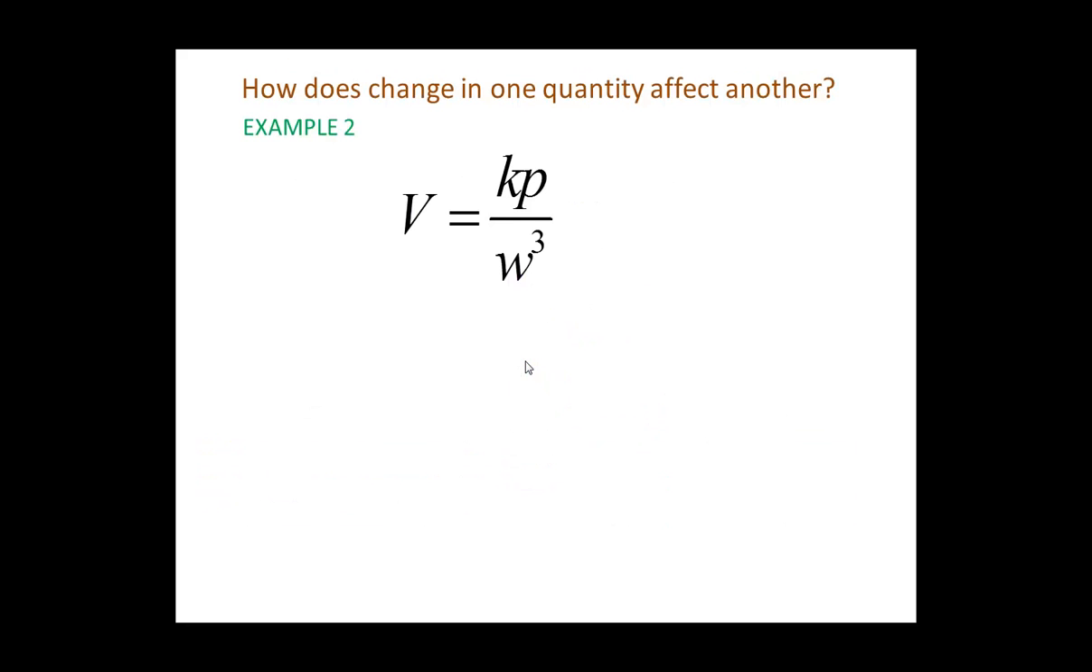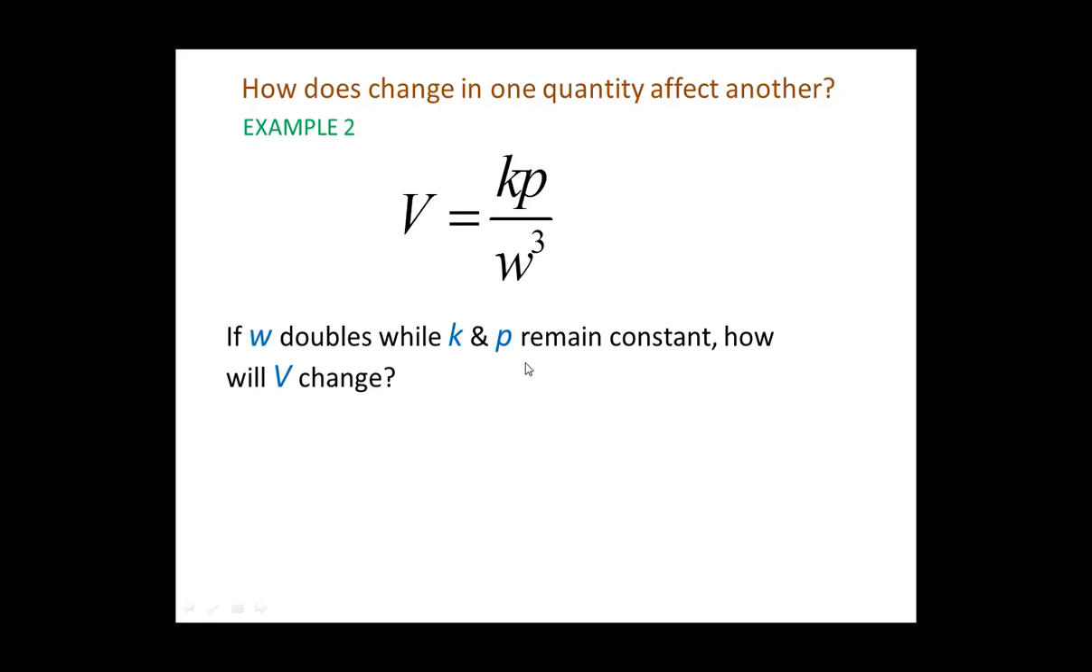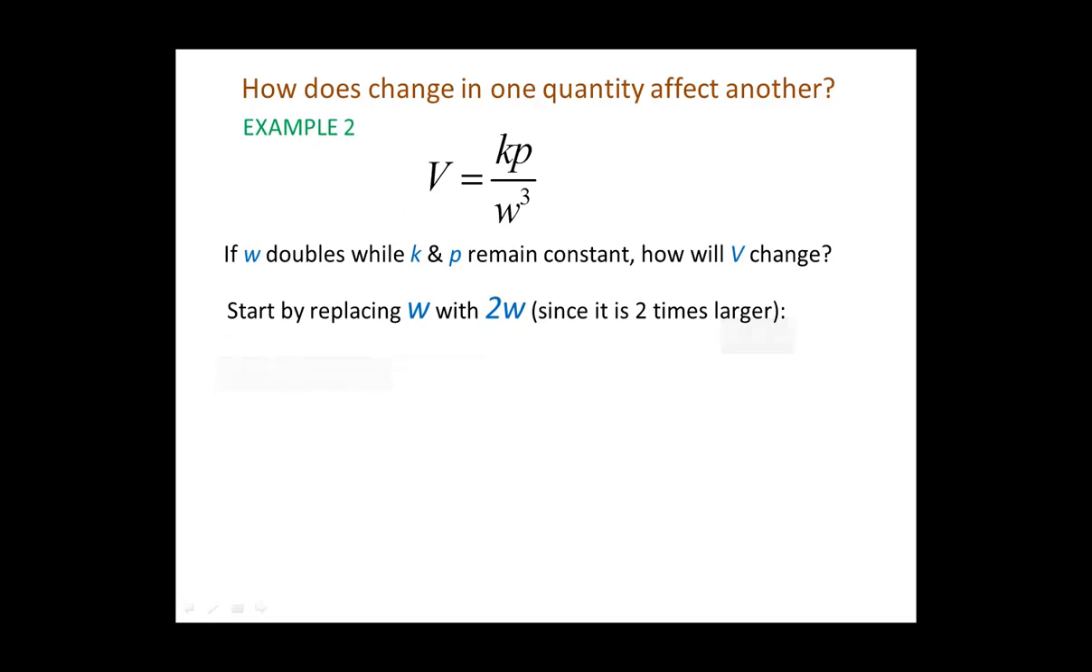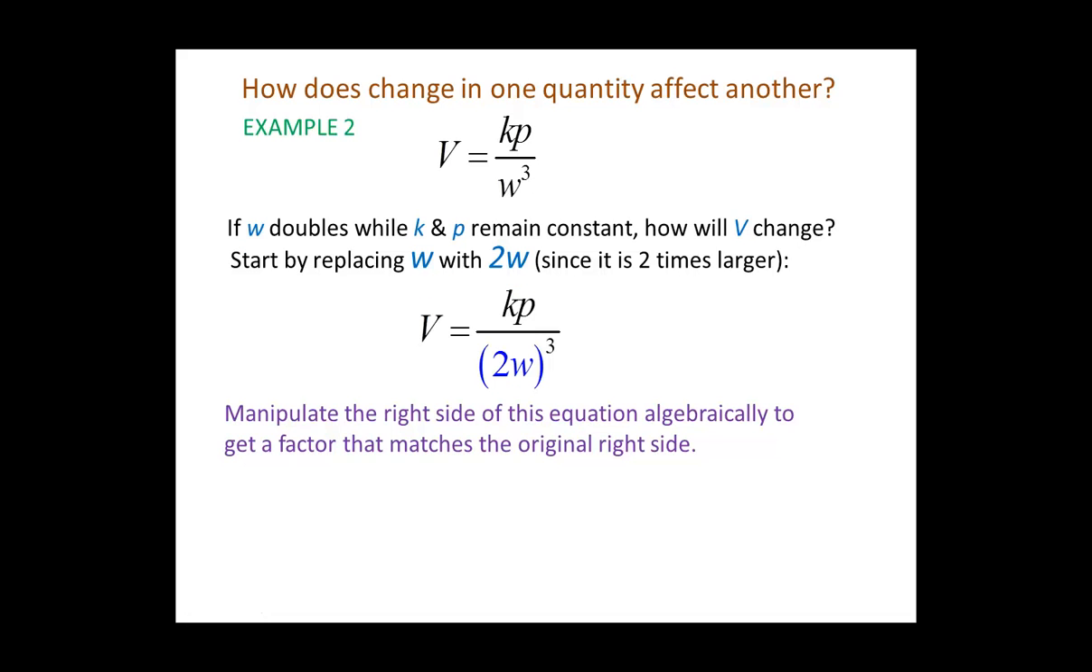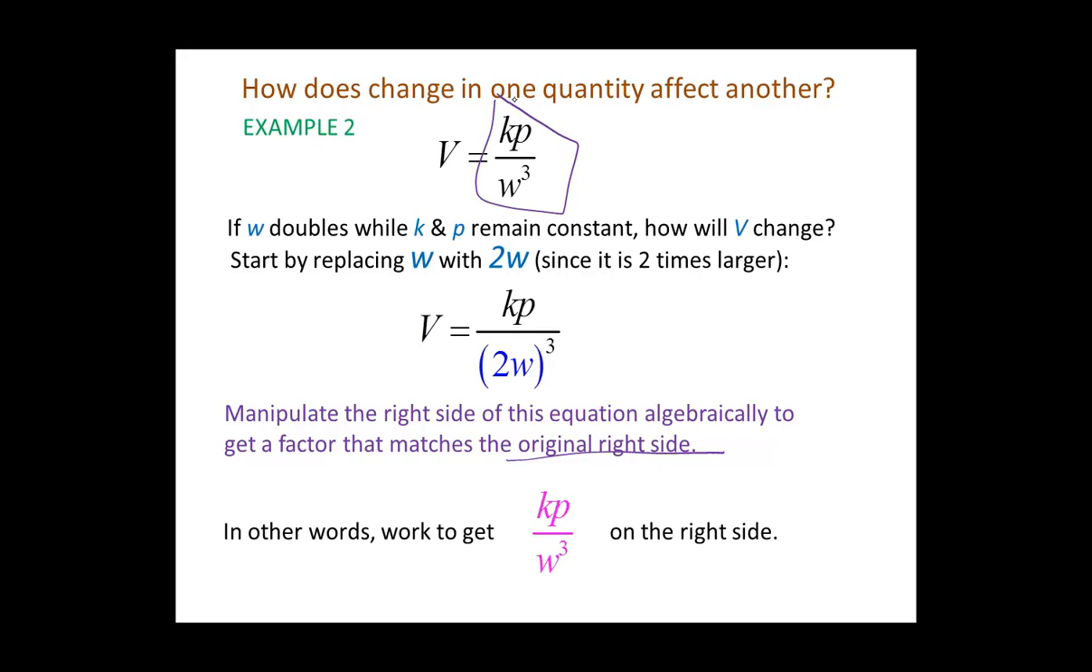Here's our second example. This is sort of a random formula. We're going to say, suppose W is going to double and K and P remain constant. How is that going to affect V? Well, since W is going to double, I'm going to replace the W with 2W. And now we want to manipulate to get a factor that will match the original right side. In other words, there's the original right side. We want to get Kp over W cubed on the right side.